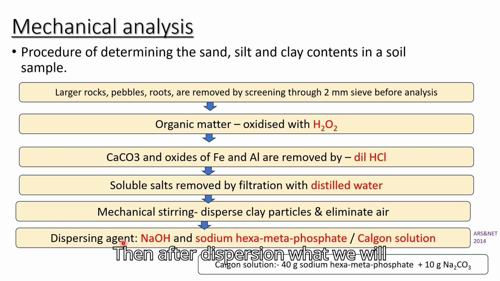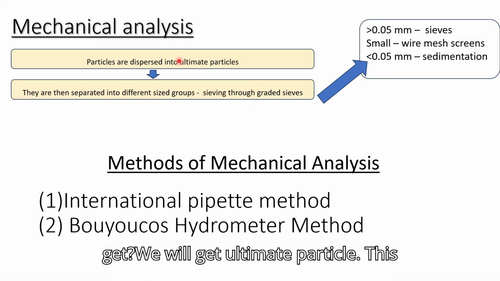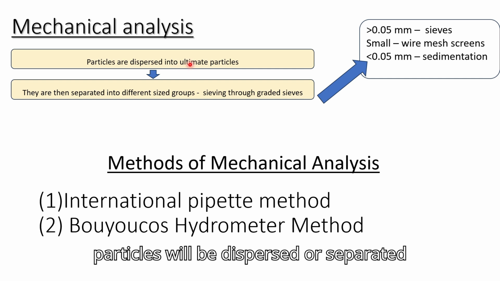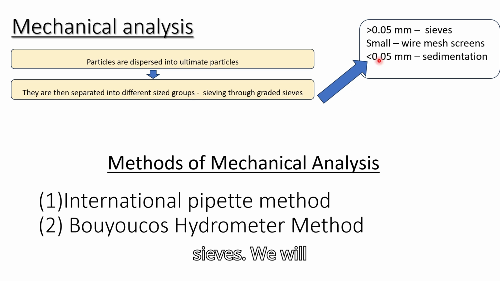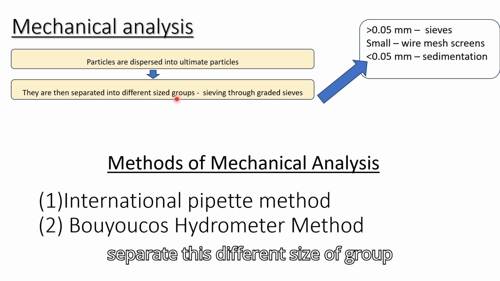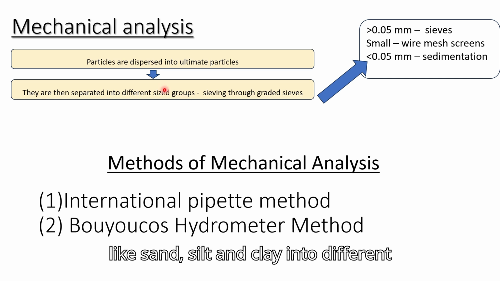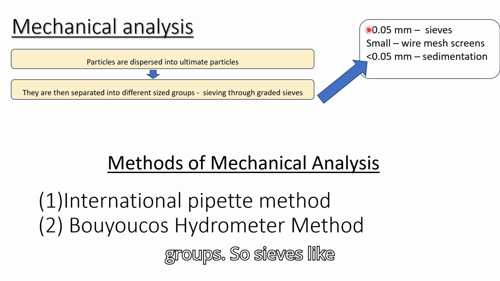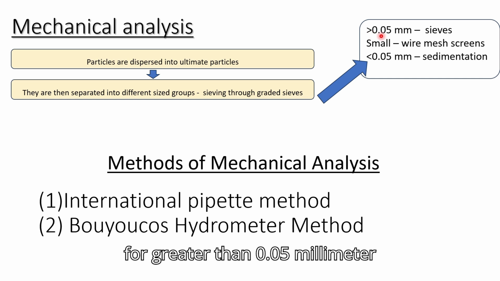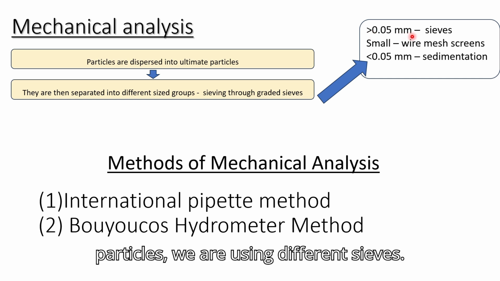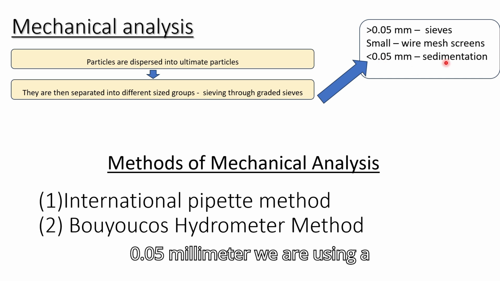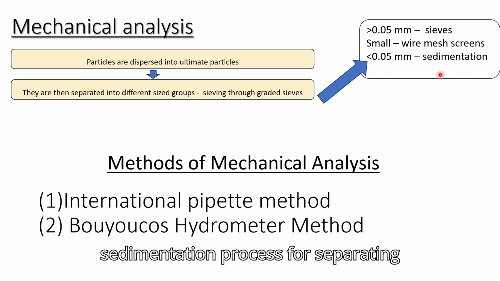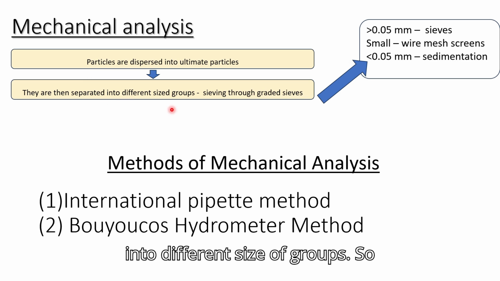Then after dispersion, what will we get? We will get ultimate particles. These particles will be dispersed or separated into ultimate particles. By using different sieves, we will separate the different size groups like sand, silt and clay. Sieves are used for particles greater than 0.05 millimeter. For smaller particles, wire mesh screens are used. For less than 0.05 millimeter, we use a sedimentation process to separate them into different size groups.